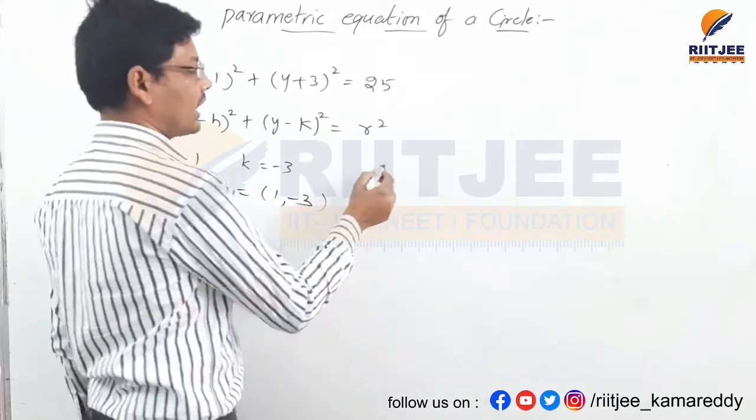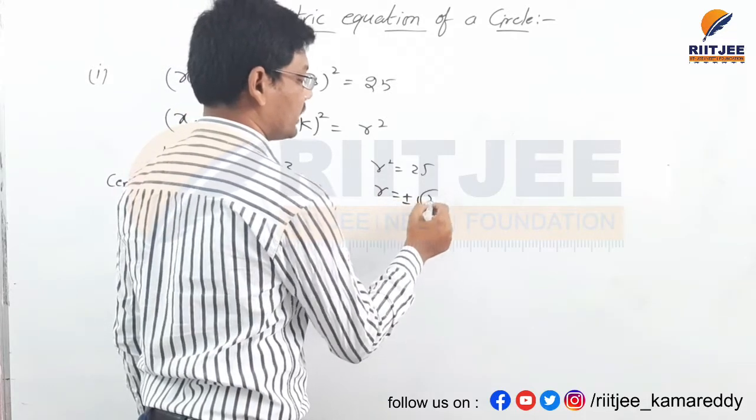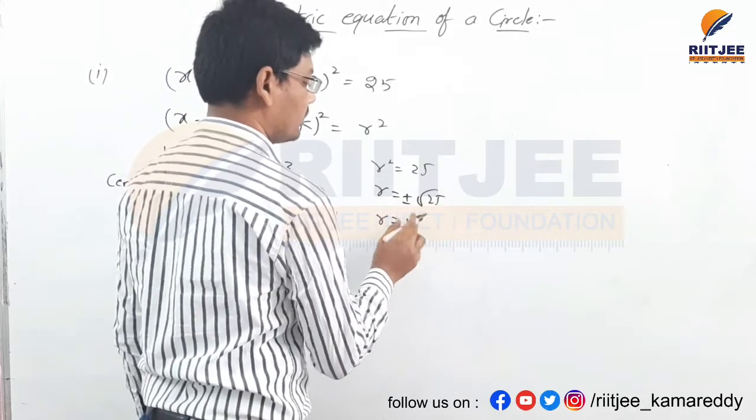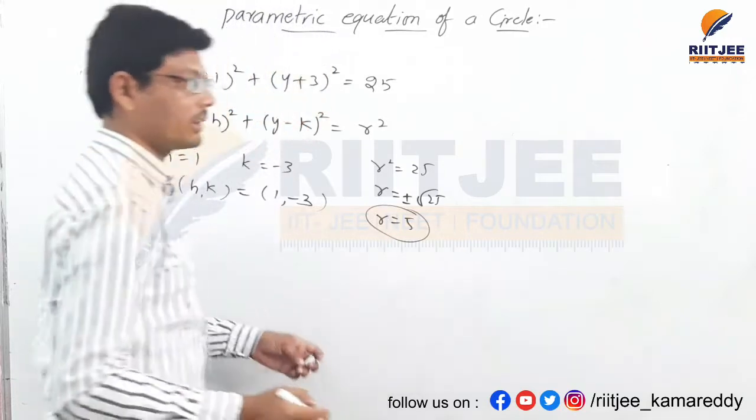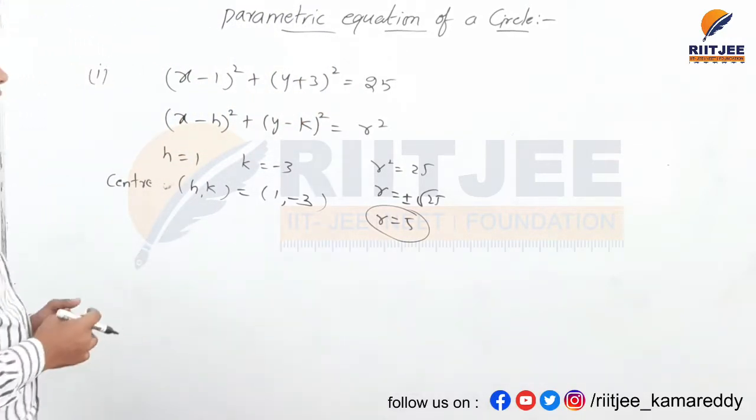And the radius r square is equal to 25 here, so r is equal to 5 units. I am taking the positive value. Why? Because radius is always a positive value.